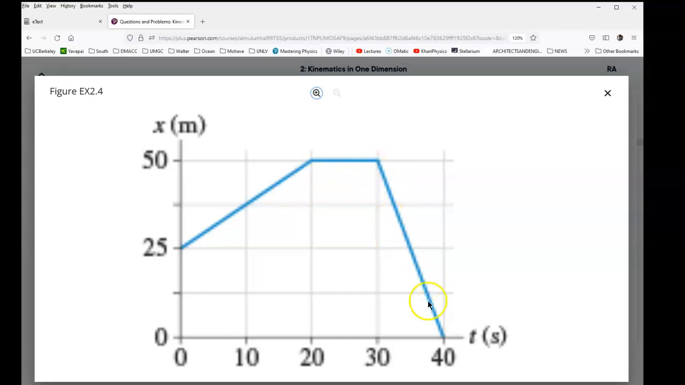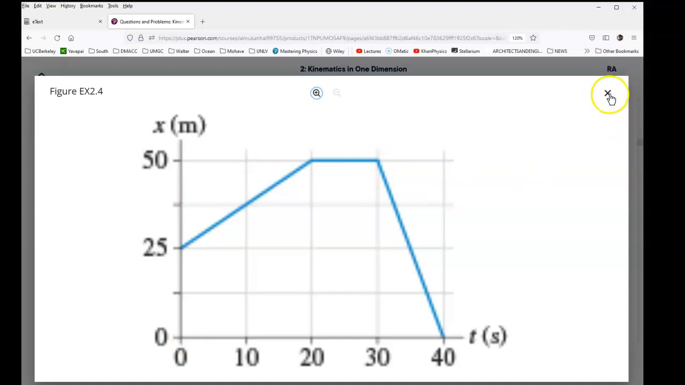And then it moved to the left. But look at that. The slope here is steeper. It's negative, and it's also steeper than this slope, which means it moved to the left faster. And from the 30th second until the 40th second, which means for 10 seconds it moved, and then it came back and it stopped at the 0-meter mark. Got it? Okay. So let's work it out.